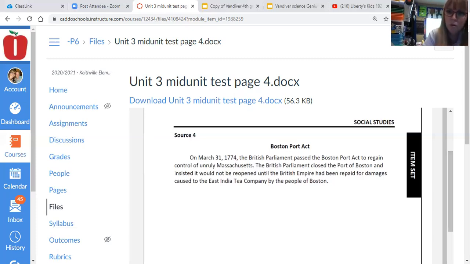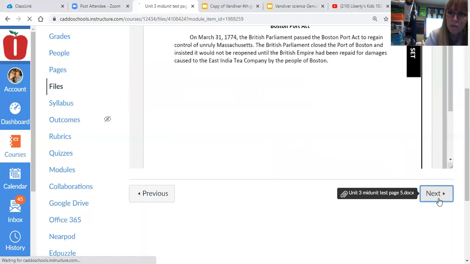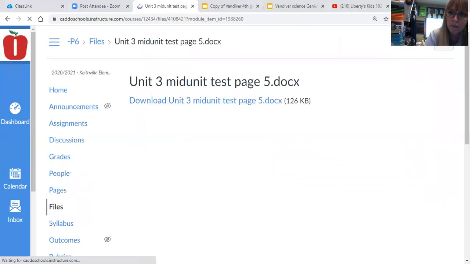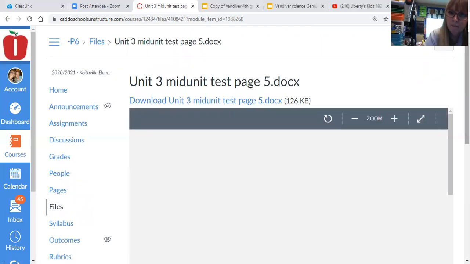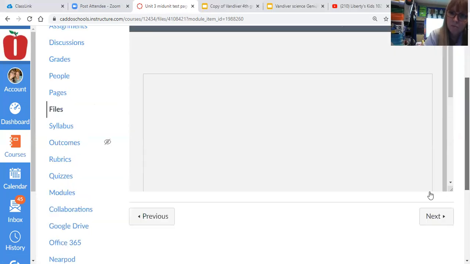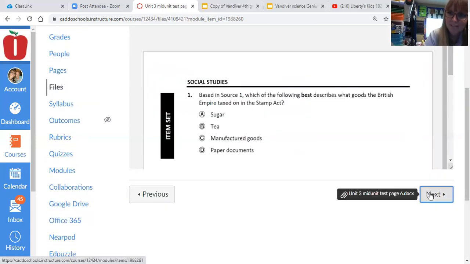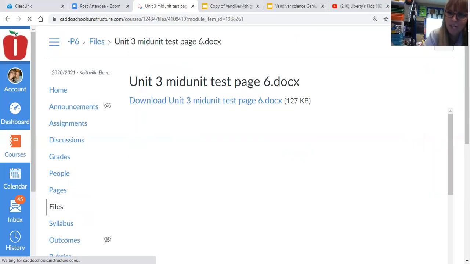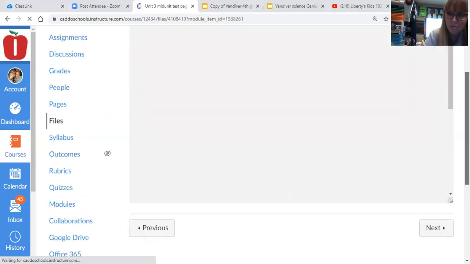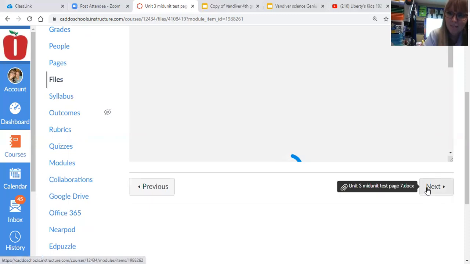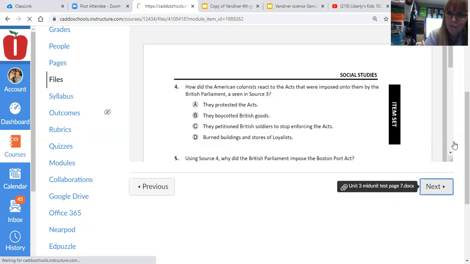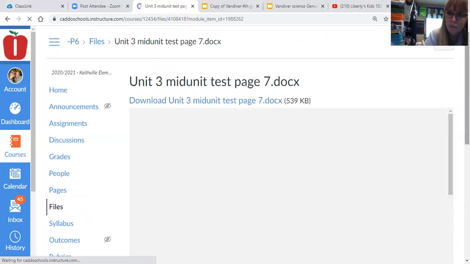Okay, so you're going to have to hit next several times to get to the page we need. This would bring us to the first page of questions that I just read aloud. This would bring us to the second page of questions that I just read aloud. So this will bring us to the correct page. Test page 7.